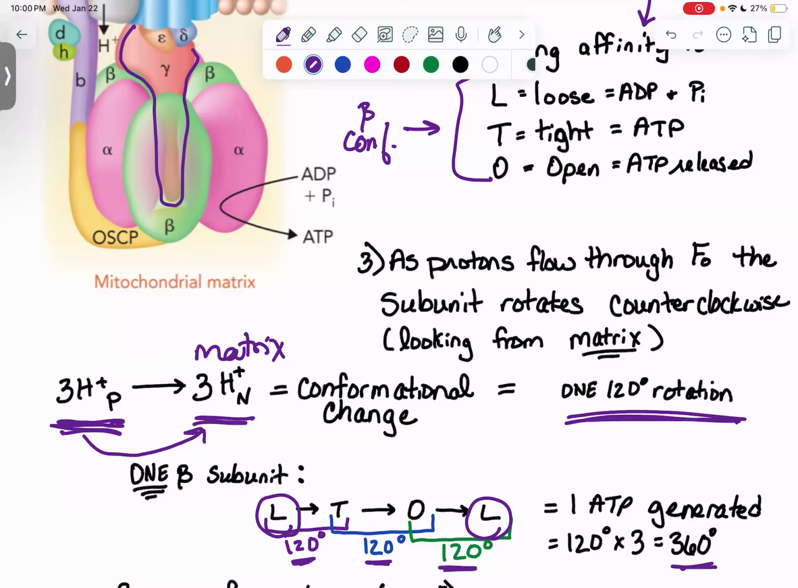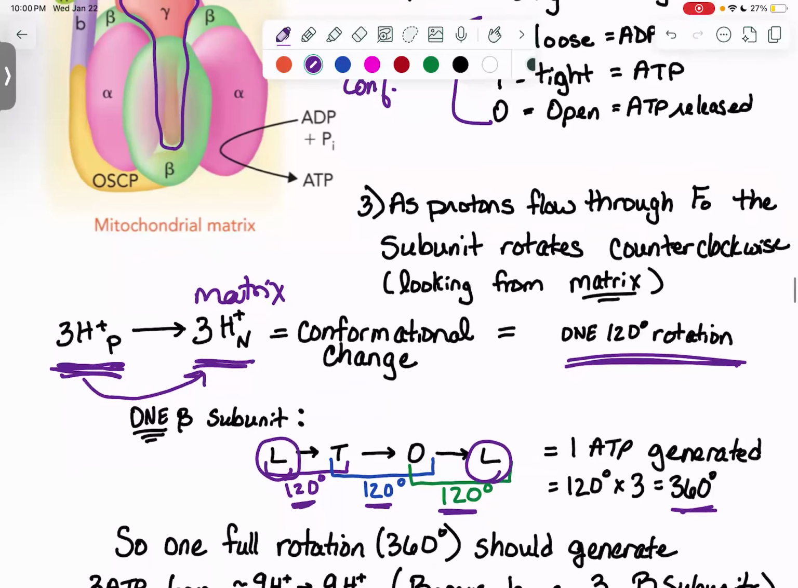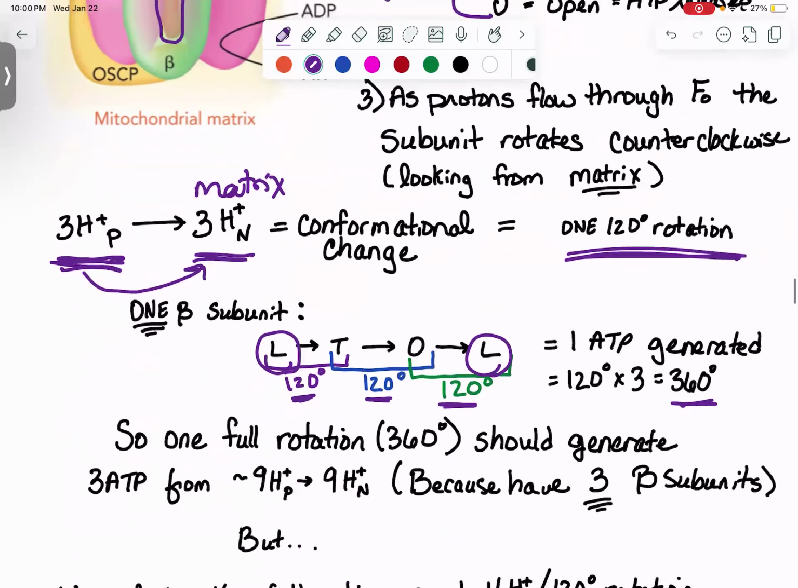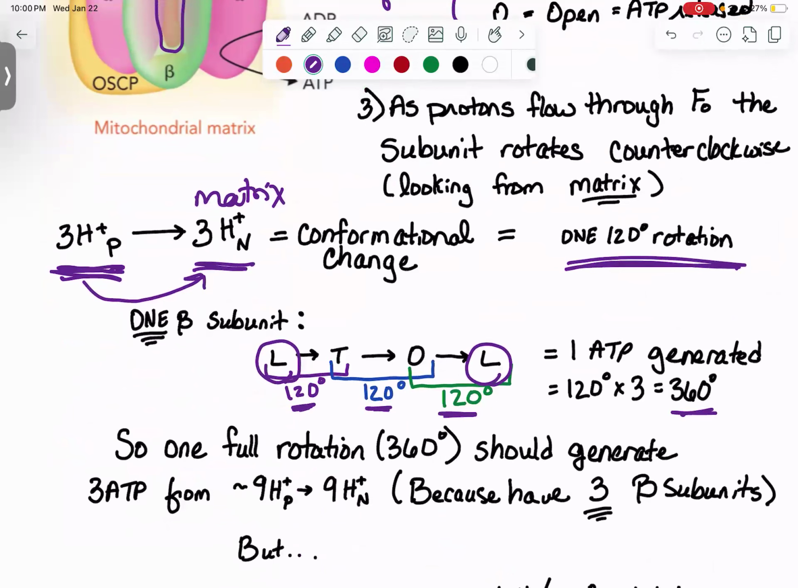But here's the deal. How many beta subunits do we have? We actually have 3 beta subunits. So because there are 3 beta subunits, I should make 3 ATP from 9 protons going from the inner membrane space into the matrix.